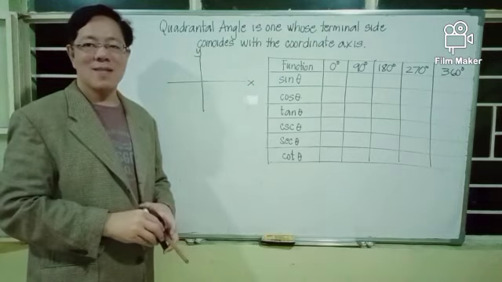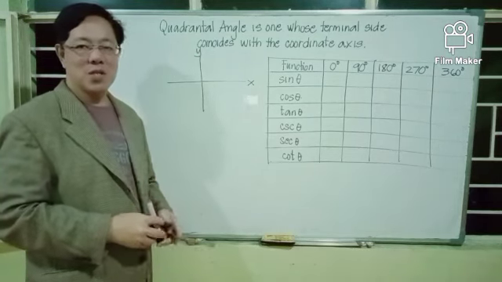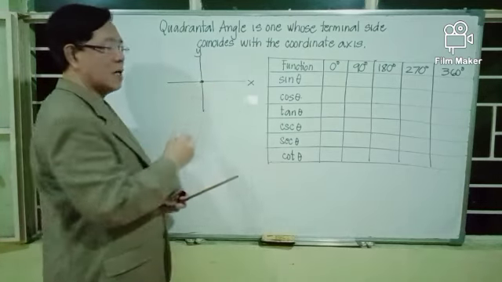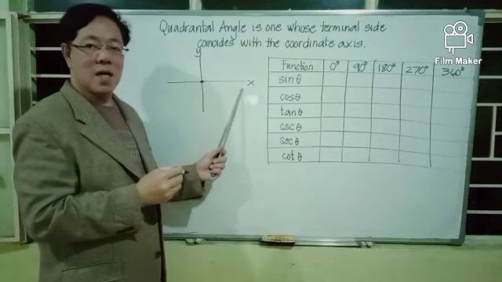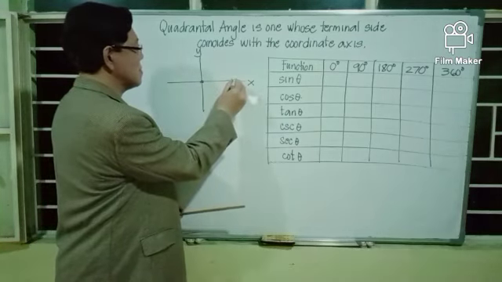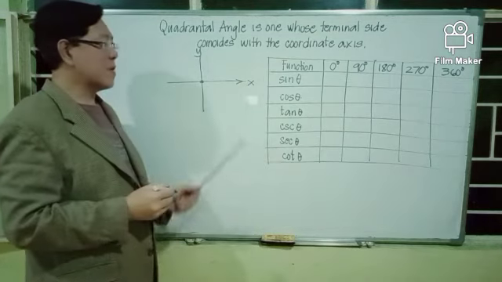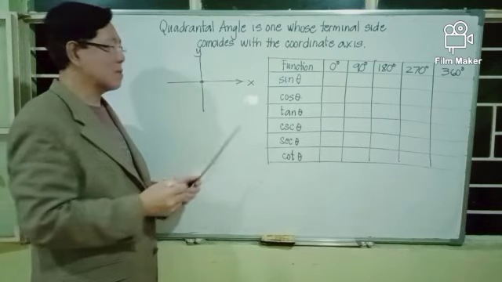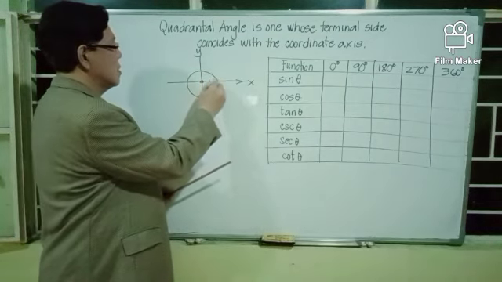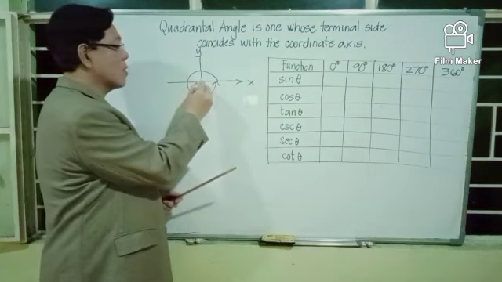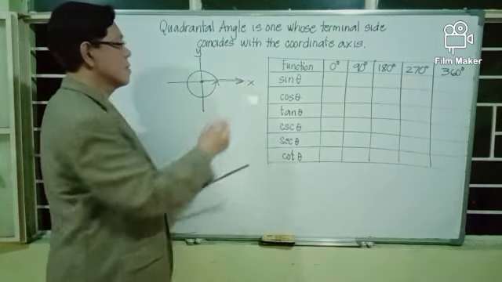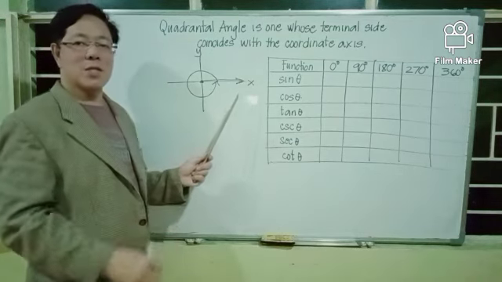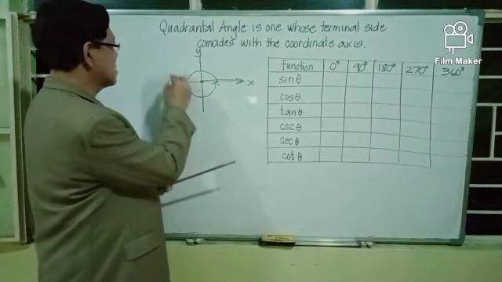If we construct a 360-degree angle in standard position, its vertex is at the origin, and its initial side is on the positive side of the x-axis, and from its initial side we measure 360 degrees in the counterclockwise direction, and the terminal side will coincide with the positive x-axis and also with its initial side. Hence 360 degrees.